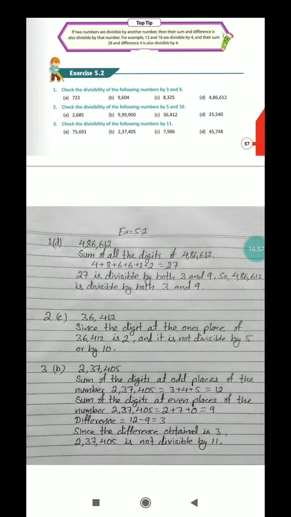Okay, in this way you have to do the rest of the sums in your homework copy and submit it in the Google Classroom. Number 4 is very easy. You have to do sum number 4 also in your homework copy, and the rest of the sums of these exercises. Okay, next day we will start exercise number 5.3.